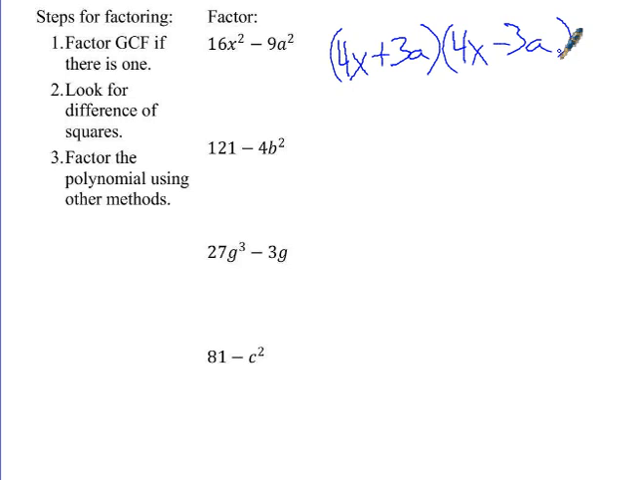Take a look at the second one, 121 minus 4b squared. How many terms are there here? 2, so this could be a difference of squares. Is 121 a perfect square? Yeah. What's the number times itself that gives you 121? Good. And then is 4b squared a perfect square? 2b. So this is the difference of two squares because I'm subtracting them. So I can write two groups of parentheses, with a plus and a minus. And what will I put here? 11, and here?